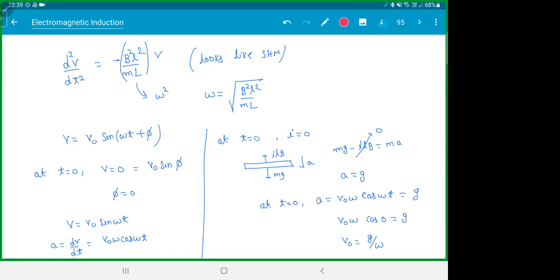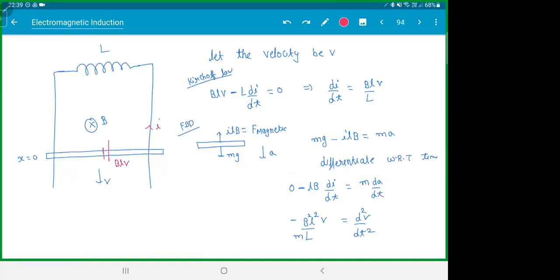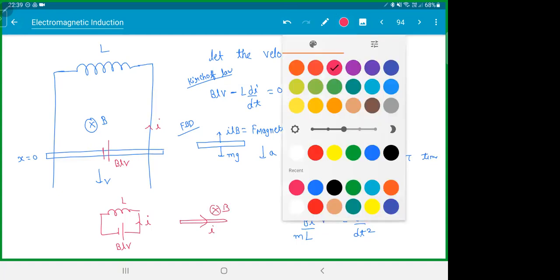Again, listen, the whole thing I'll explain. First thing, let the velocity be v. The rod will act like a battery, BLv. So this whole circuit will look like this. We have an inductor and we have a battery. Battery's EMF is BLv, inductor is L, current is I. Kirchhoff's loop law, BLv minus L dI by dt is 0. From there I got dI by dt. Next thing I draw FBD, mg minus ILB, which is the magnetic force. I hope everyone knows the direction. If you have a rod like this carrying current I and magnetic field B is this way, IL cross B force.